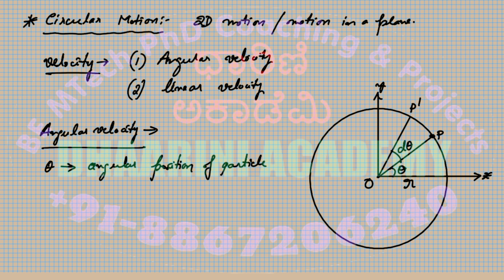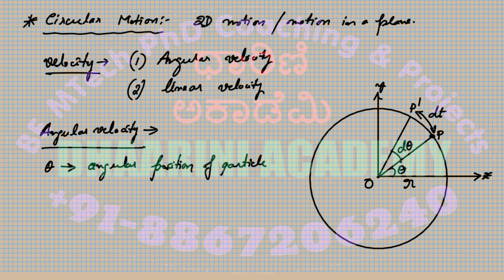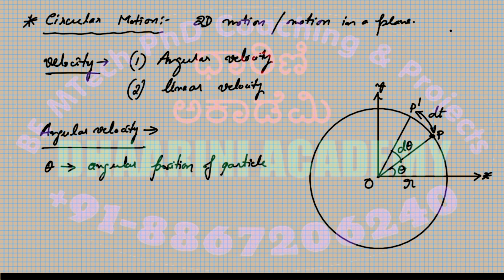Suppose the point moves by an angle delta theta or d theta, right? The time taken to make this movement from P to P dash is dt. A small angle change in small time, right? Then we can calculate the rate of change of theta, because normally you see the object was here.